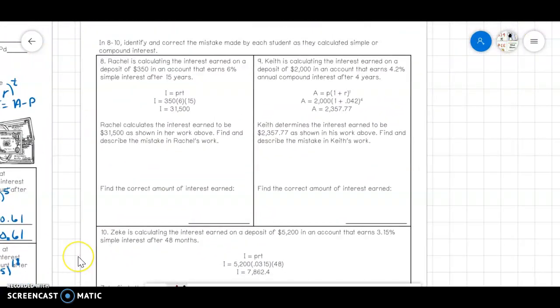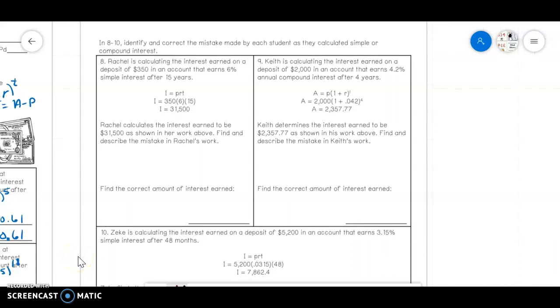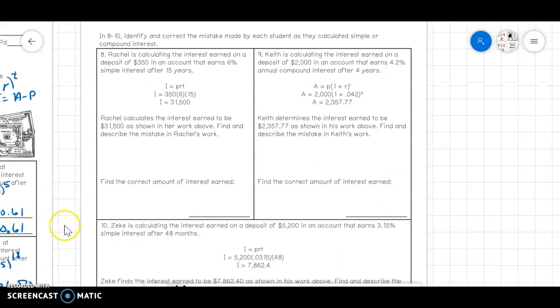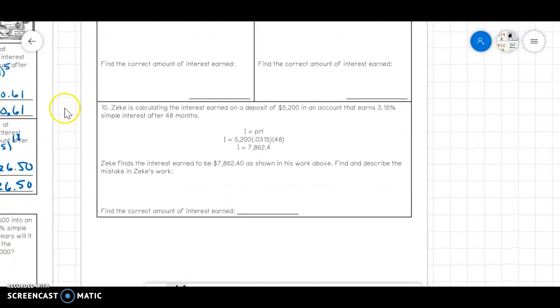If we look over here at number 8 and 9, there is a mistake. So I would like you to find the mistake and then find the correct amount of interest. And remember, on 5 through 9, you're going to put those answers in on a Google document.